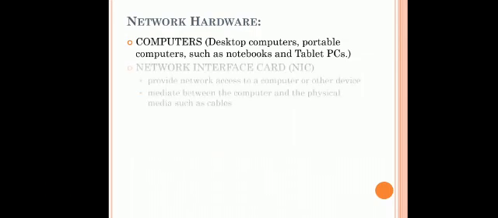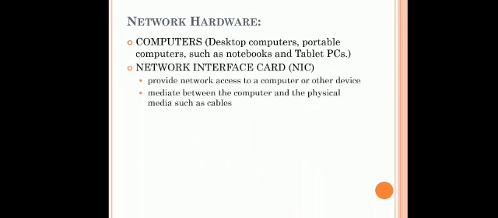Network hardware. There are some devices which are required to create a network. First of all, we need computers, which can be desktop computers or portable computers. Then we have the network interface card. The network interface card acts as a mediator between the computer and the physical medium, such as the cables that you use for your data to travel.